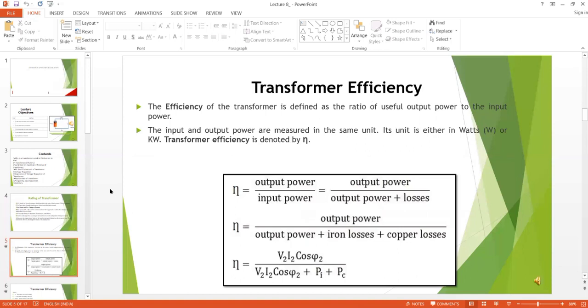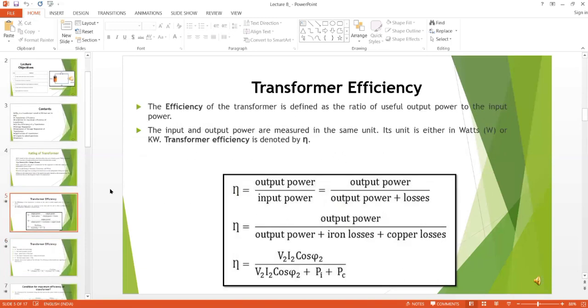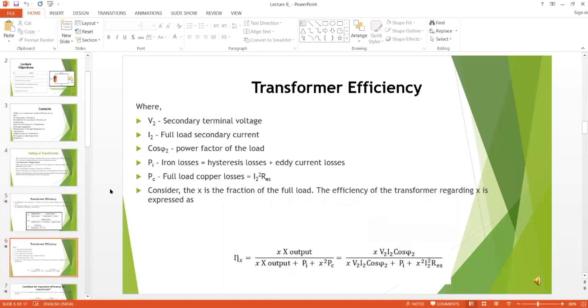Independent of power factor, efficiency is output or input power, so output power plus losses: V2I2 cos phi, V2I2 cos phi plus Pi plus Pc. We have to keep our Pc equal to Pi so that the efficiency can be maximized. We have the secondary terminal voltage V2, full load secondary current, cos phi as the power factor of the load. So this is a formula, very, very important.